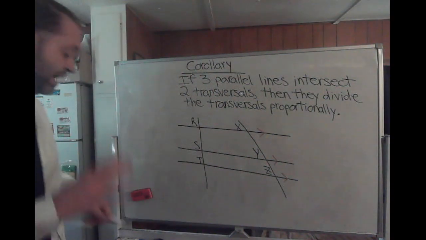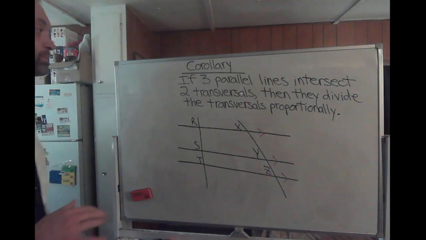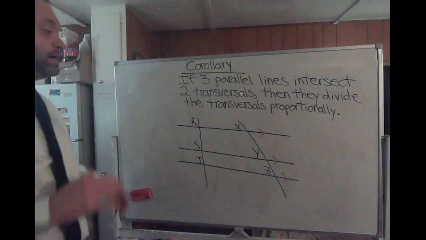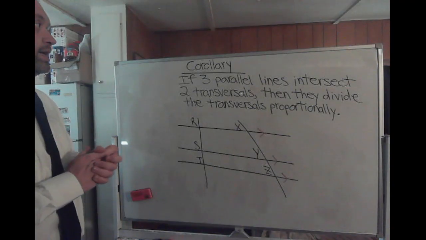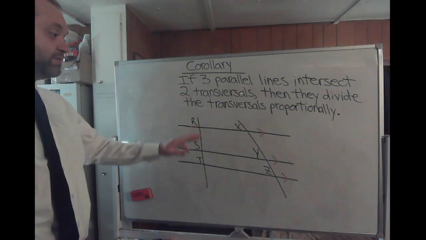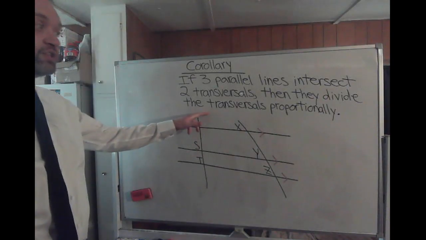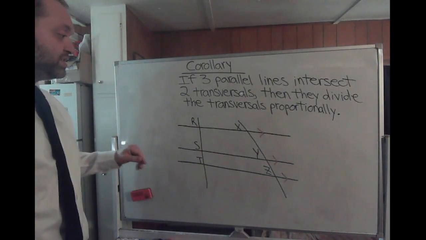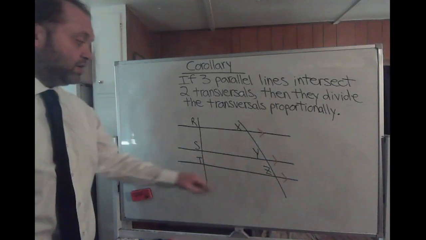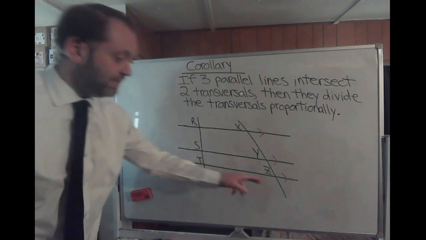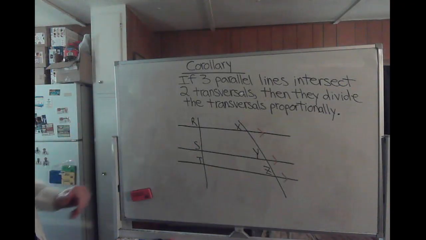Okay, now, what we have here is a corollary that states if three parallel lines intersect two transversals, then they divide the transversals proportionally. So, you see three parallel lines here, but you have two transversals, RT and XZ, that go through those parallel lines.